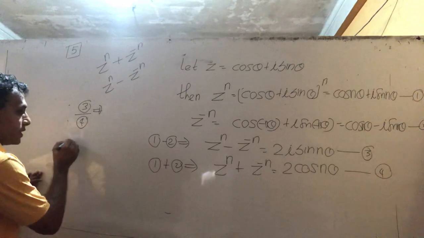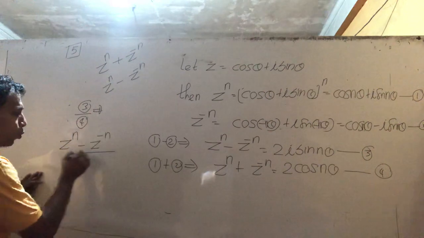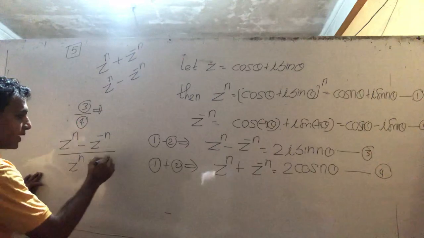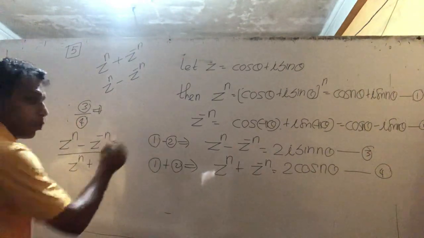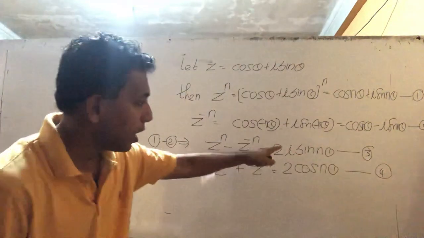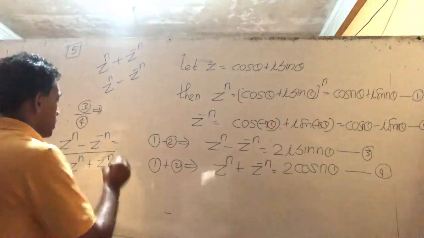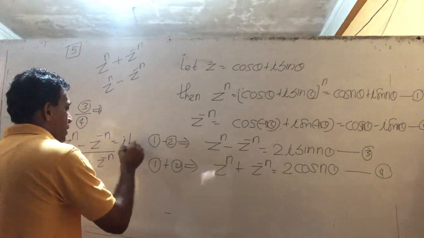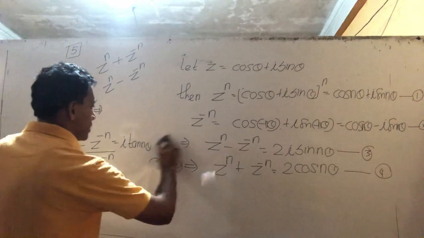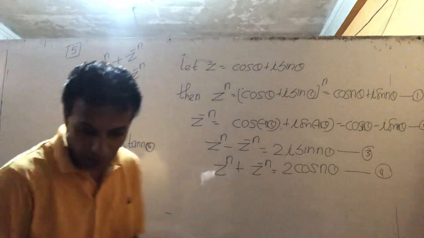Then what happened? Z to the power n minus z to the power minus n over z to the power n plus z to the power minus n equals, dividing, the 2 cancels, i tan n theta. So nice question. Nice work to get this. I tan n theta.